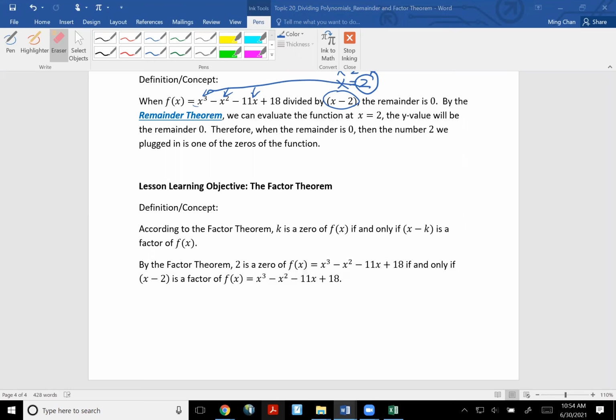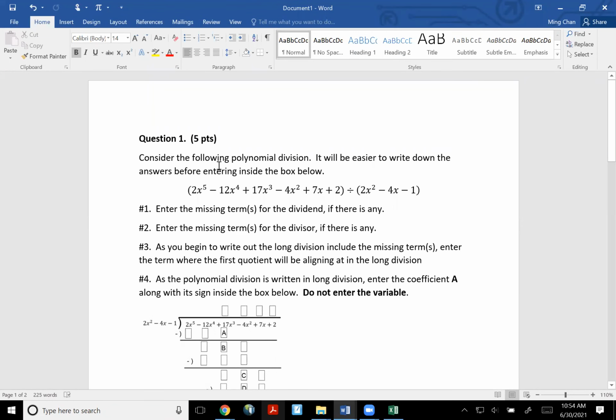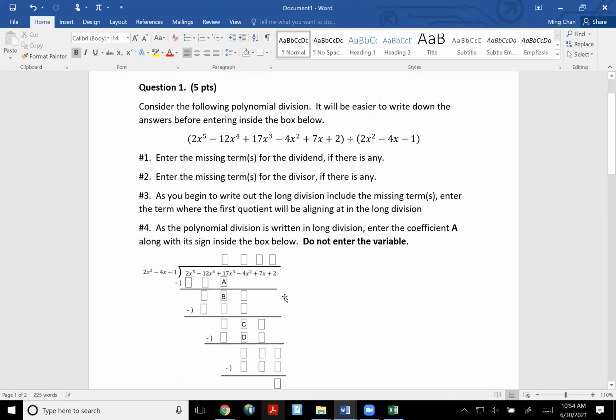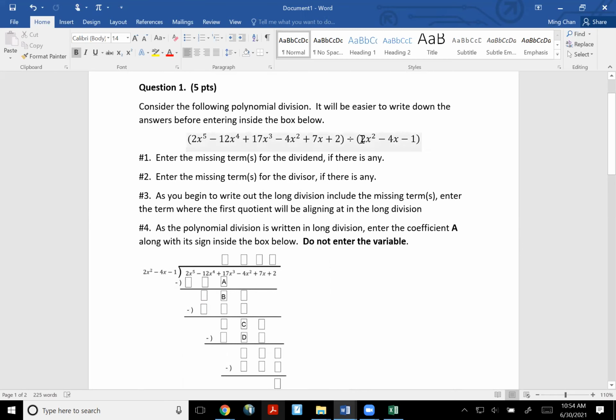All right, let's check out some homework. Question number 1. Consider the following polynomial division. Okay, so I kind of made a picture of it for you already. When you do this problem on the homework, I want you to make sure for number 1, look at this real quick. Enter the missing term if there's any. Okay, 5, 4, 3, 2, 1, 0. So the dividend has no missing term, right? Enter the missing term for the divisor. 2, 1, 0 power. So there's no missing term again.